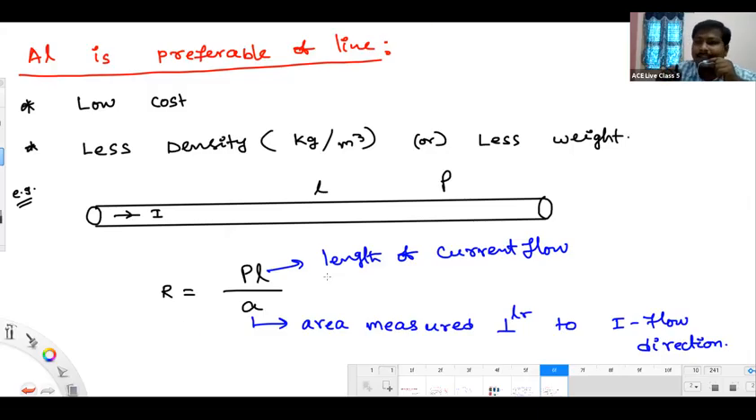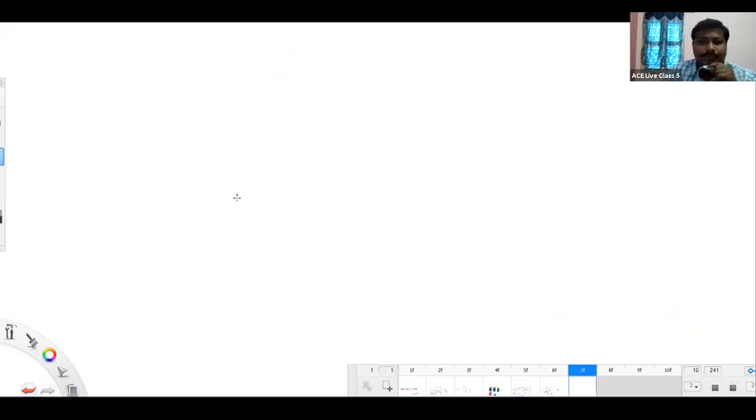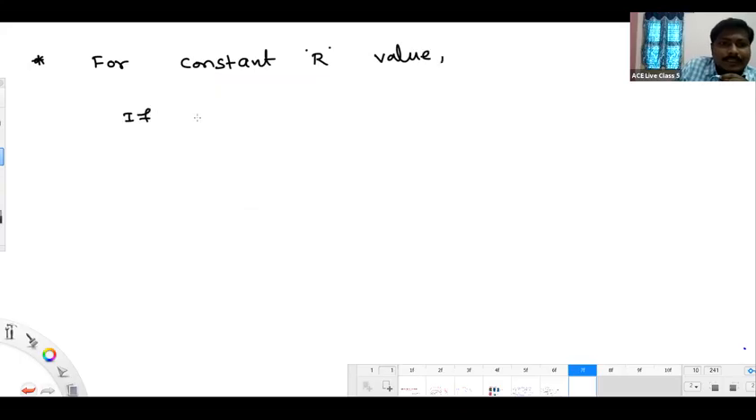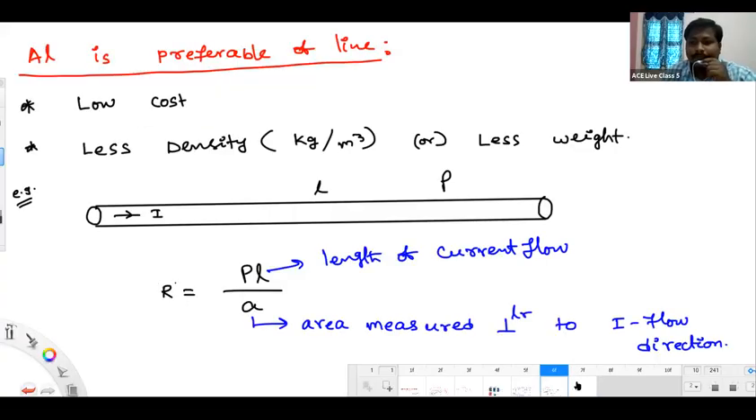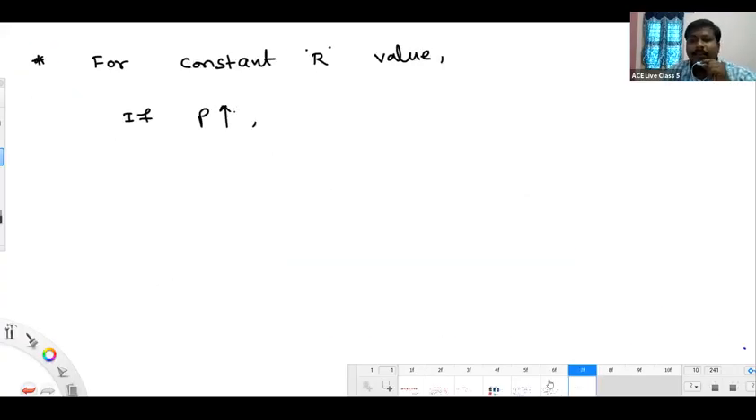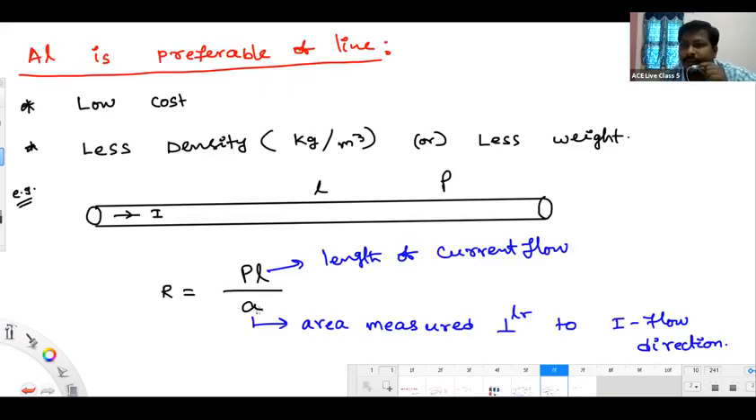One very simple question from this formula. For constant resistance, I'm writing like this. For constant resistance value, R value, if resistivity was increased, look here, for constant resistance value, if resistivity value was increased, what should happen to area of cross section? Kindly tell me, please.